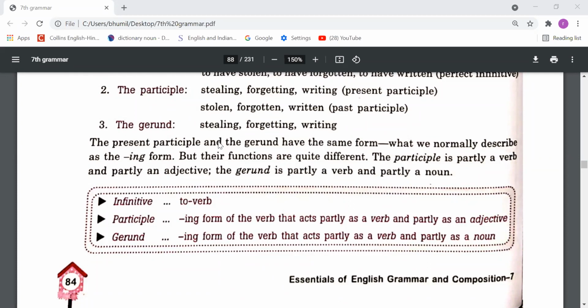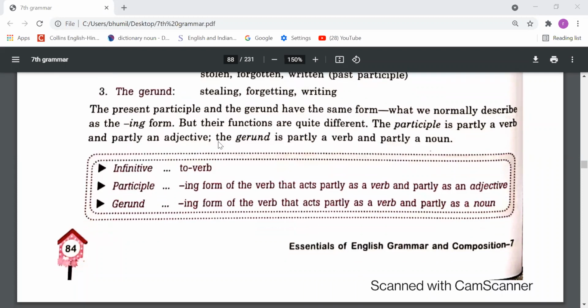So whenever we use subject and object, those words are called noun. But here ing form we have used. I like cooking. Cooking is noun here, right? I like dancing. Dancing is my hobby, right? So whenever we use ing form as an adjective, those words are called participle. But whenever we use ing form as a noun, that is called gerund. It depends on how we use them. Clear?